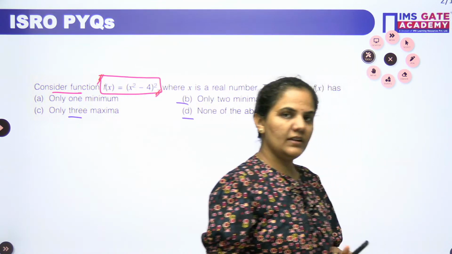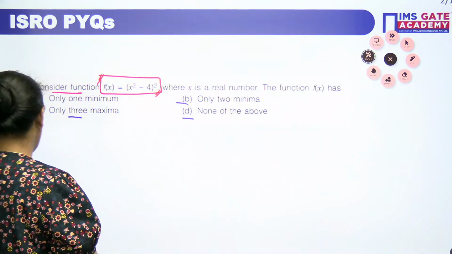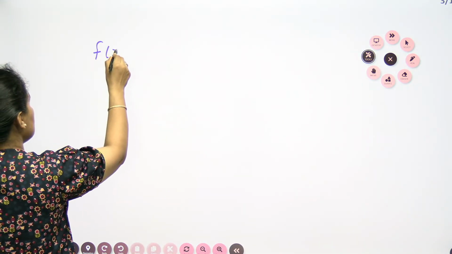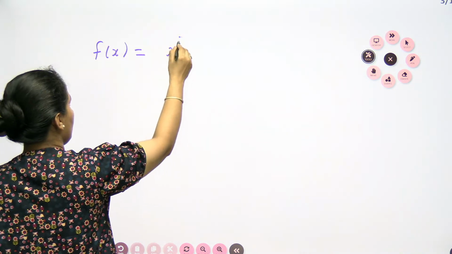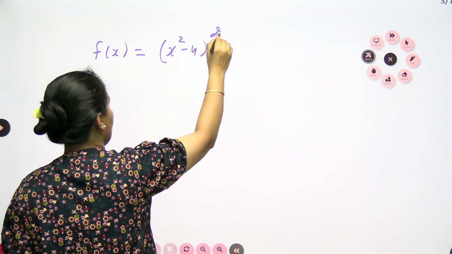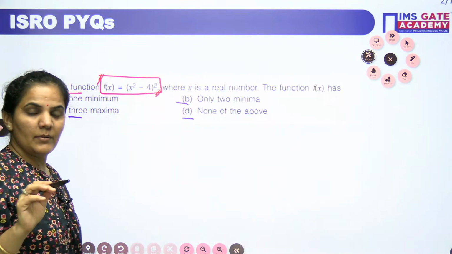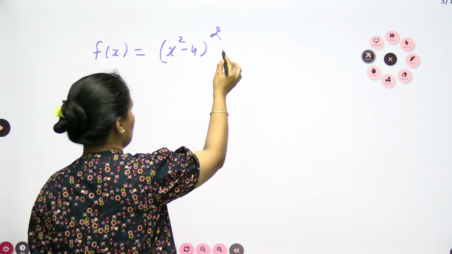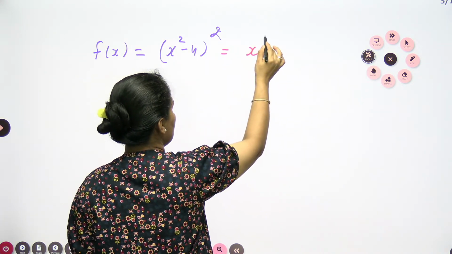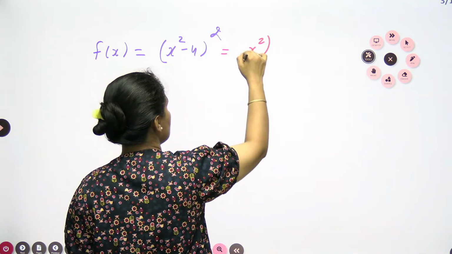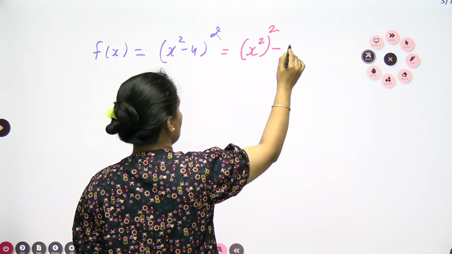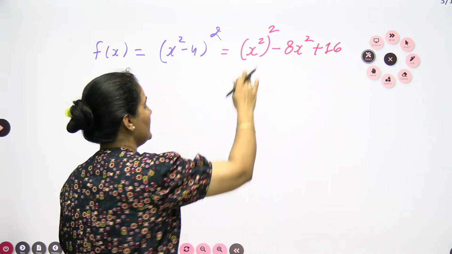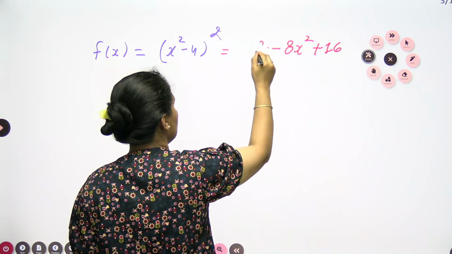All right, so we have a function. First of all, we will write down the function given to us: f(x) = (x square minus 4) whole square. I can see this question is a maxima-minima question for one variable. First I can go with this, or I can open it: (x square minus 4) whole square is x power 4 minus 8x square plus 16, so I can write it directly as x power 4.